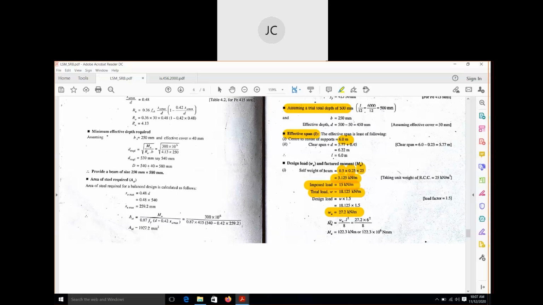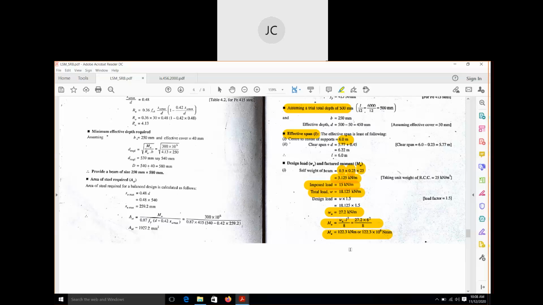Now the design moment: all of you know the formula for a simply supported beam. It will be WL square by 8. So you can use the formula and find out the value. The W value you have got already, 27.2. L is the center to center distance, which is 6 meter, or the effective span. This L is your effective span. This is the design load and this is the effective span, divided by 8. So effective span was 6, divided by 8. So our design moment will be 122.3 kilonewton meter.